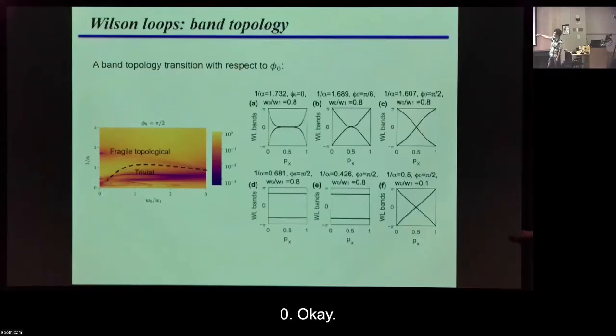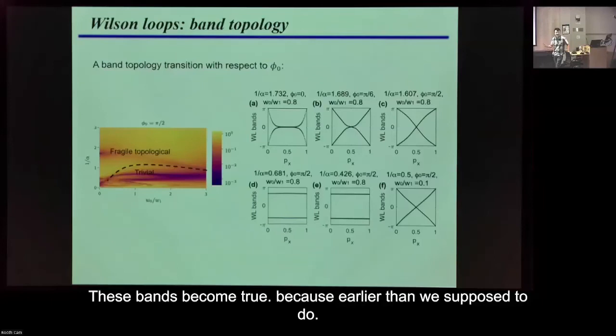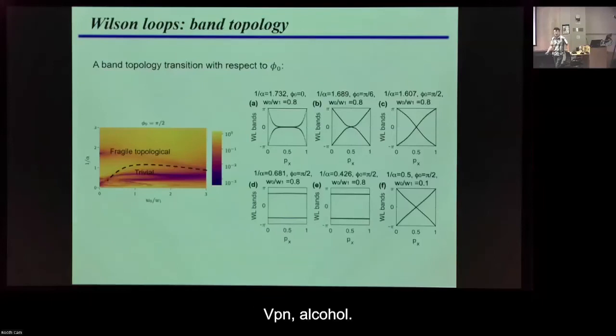This is the angle, and this is W0 over W1, all at phi naught equal to pi over 2. You can see a transition between fragile topology bands and trivial bands. And the reason these bands become trivial is because particle-hole symmetry is broken. Earlier I said that with both C2zT and particle-hole symmetry, fragile topology is stable.